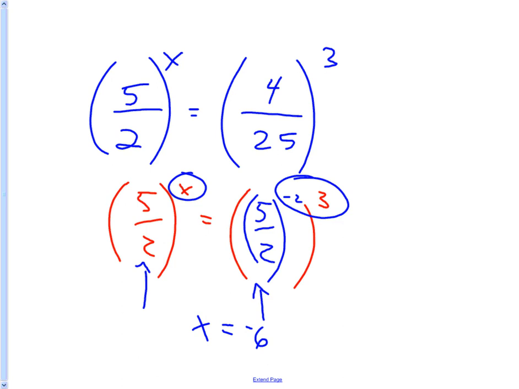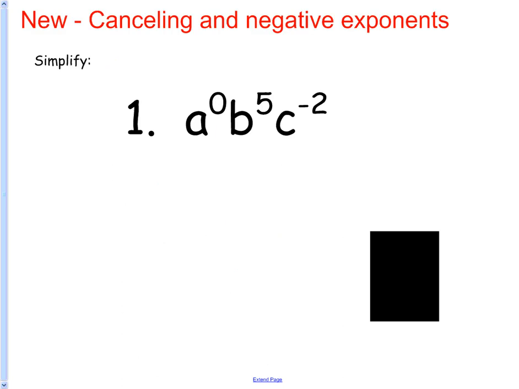Okay, now let's see if you can hang in here for the last 4 slides and you're ready to do your homework. That's a to the 0. 1. And 1b to the 5th, c to the -2nd. So we don't really need to say 1 in front. We can just say b to the 5th, c to the -2nd. True or false?